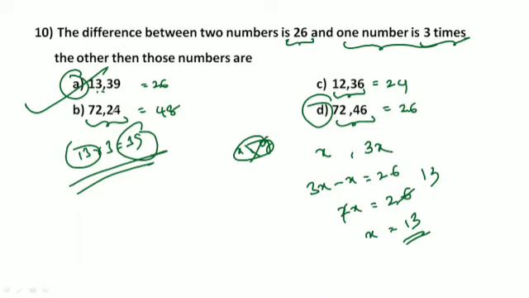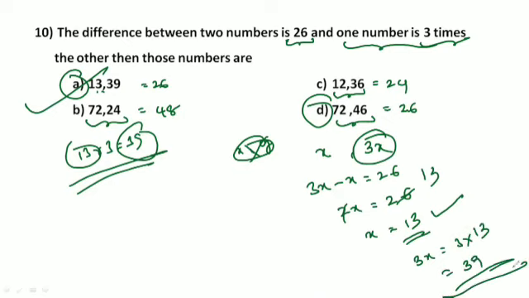Here there is no 13 in the other options. But sometimes he may give 13 in another option also, so in that case we need to find the second number also. As per our assumption, the second number is 3x, and x is 13. 3 into 13 is equal to 39. So what is the correct option, children? Option A is an absolutely correct answer: 13 and 39.